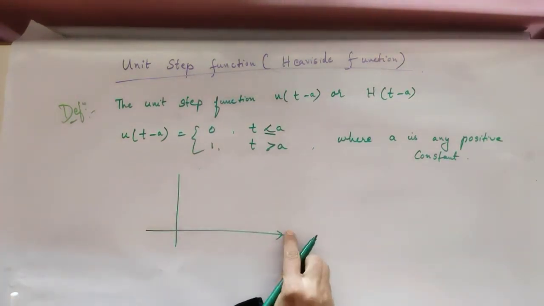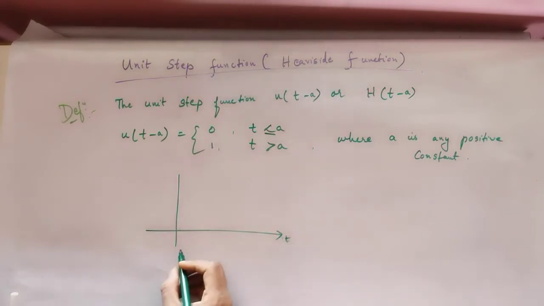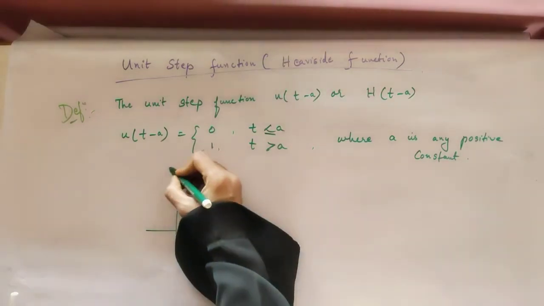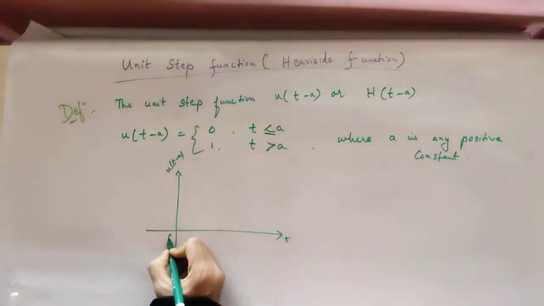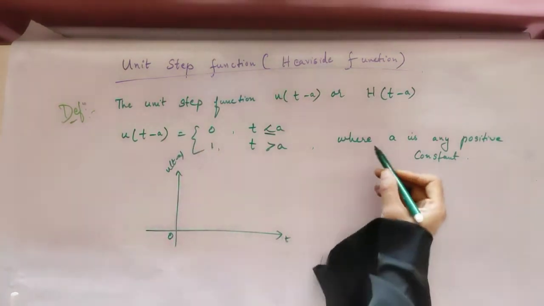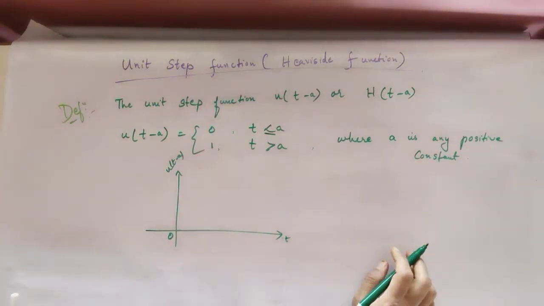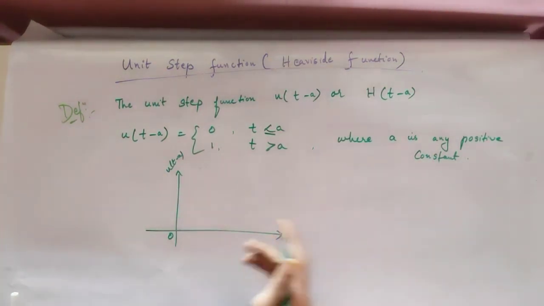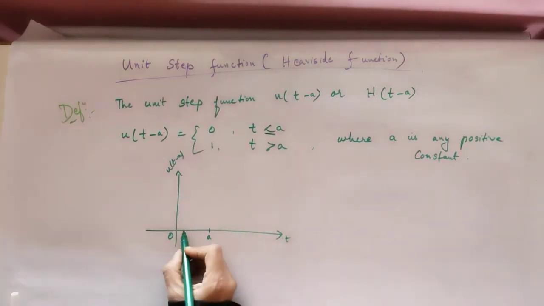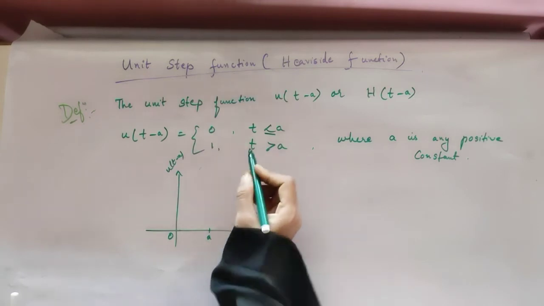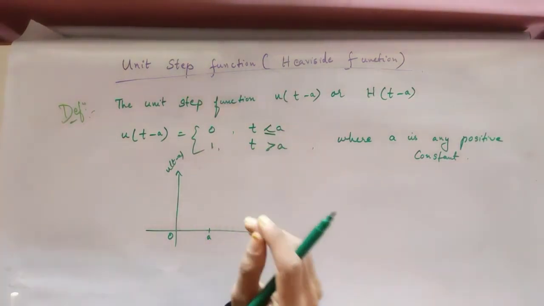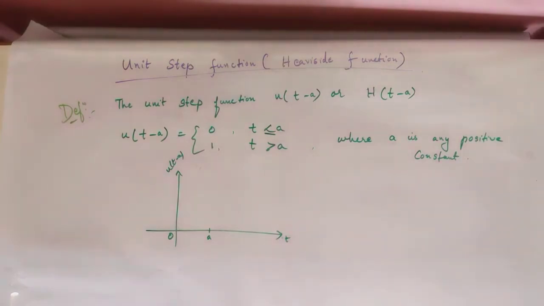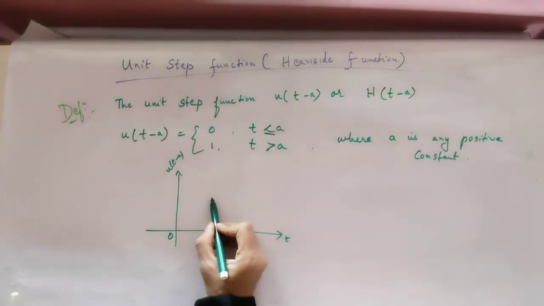Suppose this denotes your t, and this y-axis you can take as u of t minus a, the Heaviside function. Suppose this is the origin, and a is any positive constant, so let us consider this is on the positive axis. Up till here it will be 0 only. For t equal to a it is also 0. Just as it crosses that point a, it will turn to be 1.